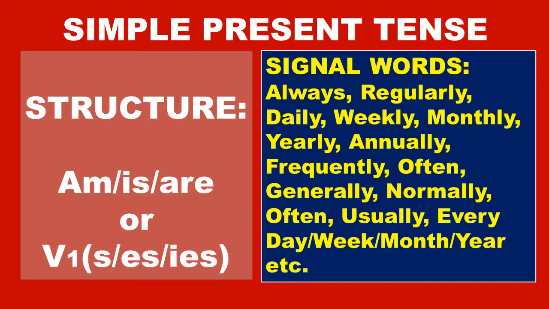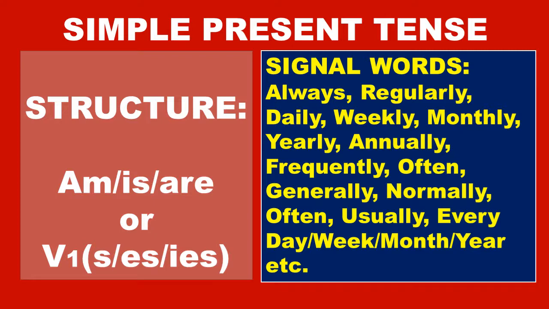Now, let us talk about the structure of simple present tense. So, if there is am, is, or are in a sentence, it is simple present tense. Or if we have to use simple present tense and the subject of the sentence is third person singular number like he, she, it, or any name or any singular subject, what we have to do is add s, es, or ies to the verb.